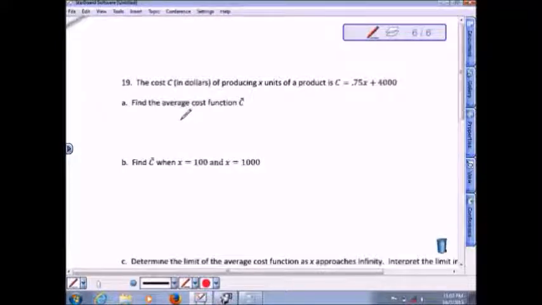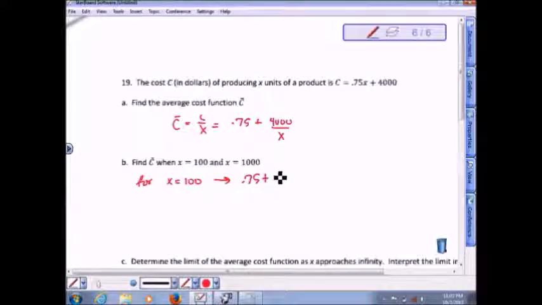So the average cost, again, C bar is equal to C over X, which is going to be 0.75 plus 4,000 over X. Now the value of the average function at these two specific X values, for X is equal to 100, we're going to have 0.75 plus 4,000 over 100, which is 40, which equals 40.75.